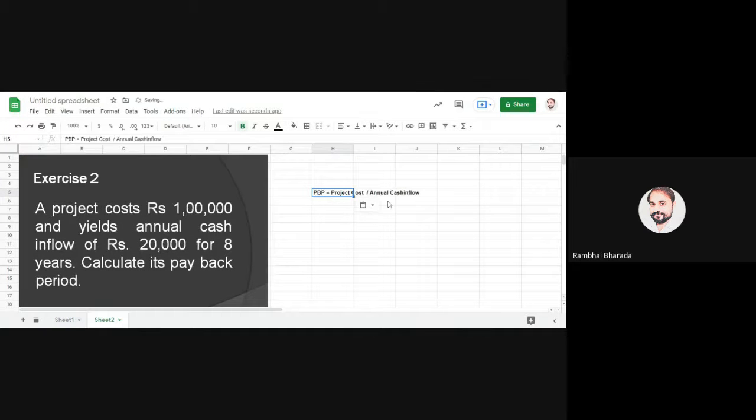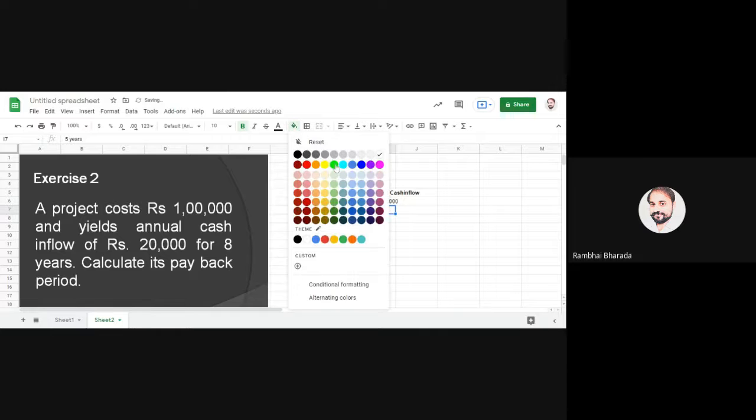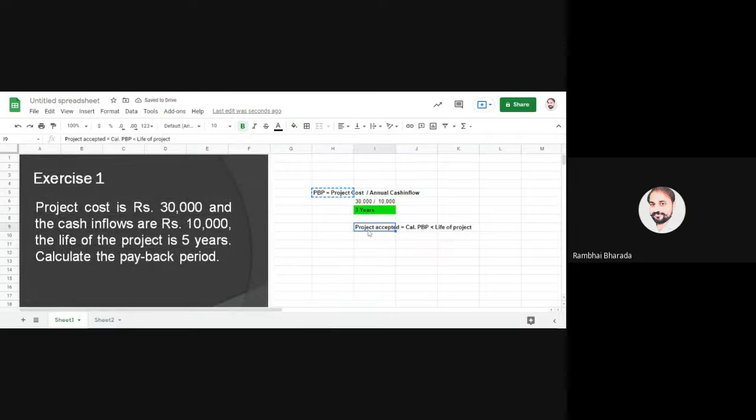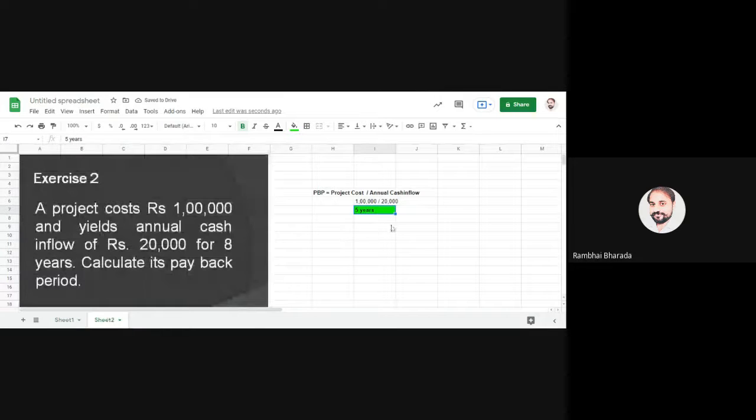According to this formula, if you put the values, it's 1 lakh upon 20,000, and the final answer is 5 years. Am I right? The project is accepted because the calculated payback period is less than the life of the project. Are we clear about question number 2? Already we have done this question, so I'm not going to explain in detail.